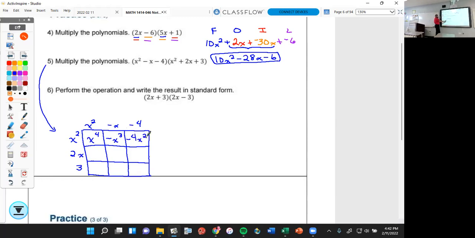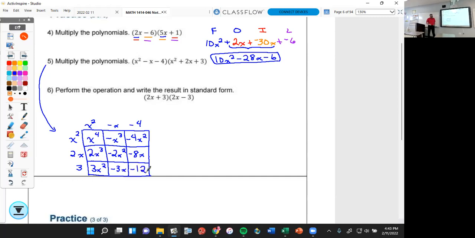Next row, the 2x. 2x times x squared is 2x cubed. 2x times -x would be -2x squared. 2x times -4 is -8x. And finally, the 3. 3 times x squared is 3x squared. 3 times -x is -3x. And 3 times -4 will be -12.